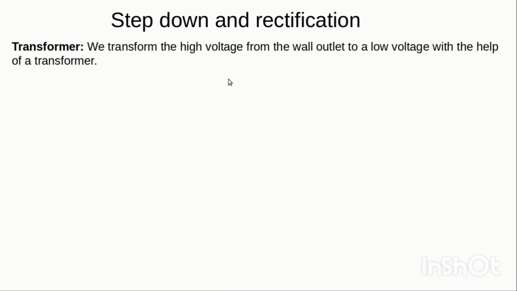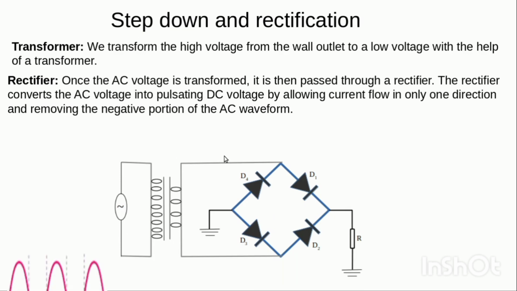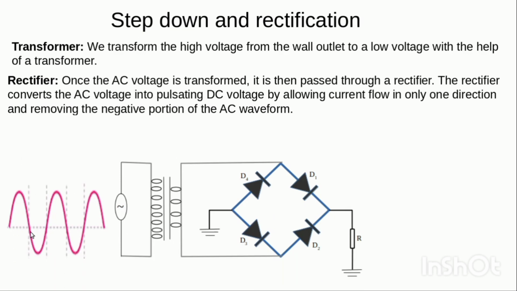Then for the rectification, the AC voltage that is transformed is passed through a rectifier. This rectifier converts the AC voltage into pulsating DC voltage by allowing current flow in one direction and removing the negative portion of the AC. So we have a diagram of this form, which allows the alternating voltage to go through it from this end. And finally, we get these particular results, right? This is the first stage of the rectification, right? Now, let's see how we get this one from here.